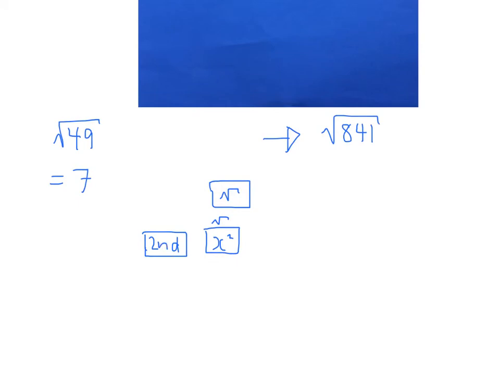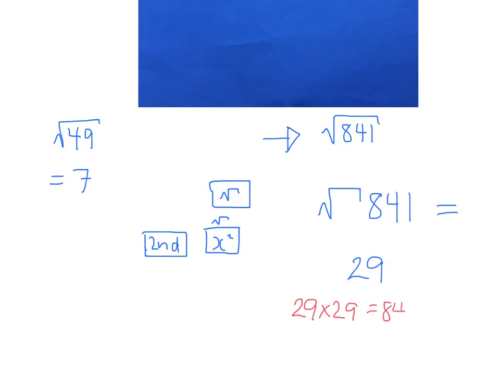So we press second, we press x squared, which will give us the square root, and on your calculator it will type square root, and then you type the number 841 equals, and your calculator will give you the answer of 29. So working backwards, if we had to double check, you could do 29 times 29 is 841 for the check.